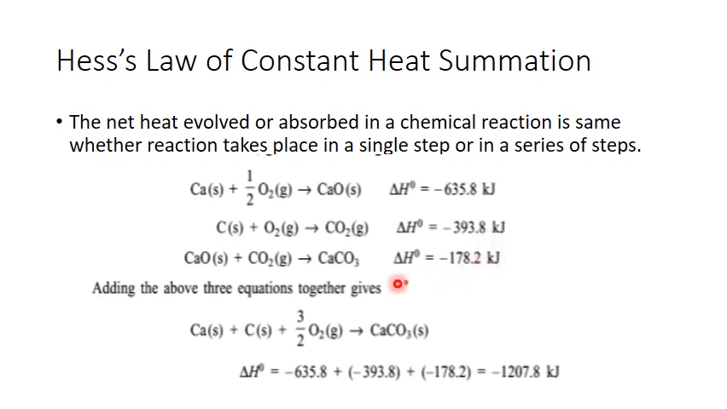If we take the sum of these three reactions, we will get another reaction, that is calcium plus carbon plus 3 by 2 O2 gives CaCO3, and its delta H naught can be calculated by taking the sum of these three delta H naught, that is minus 635.8 plus minus 393.8 plus minus 178.2 kilojoule, which equals minus 1207.8 kilojoule. So this is an example problem for Hess's law of constant heat summation, and problems like this or similar to this are asked from the exam point of view.